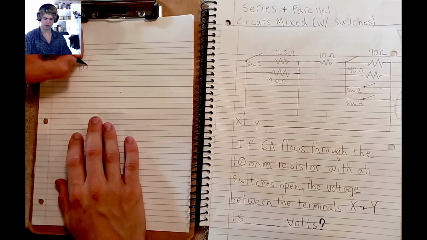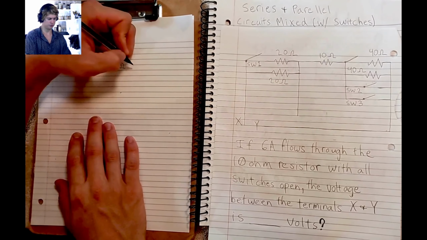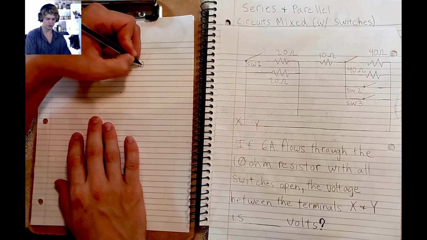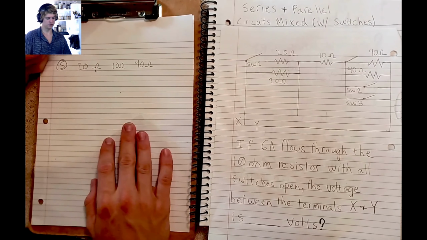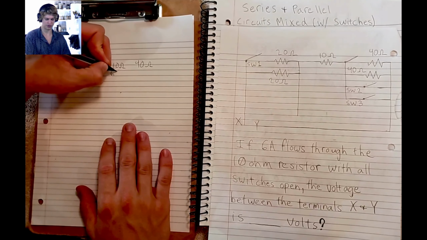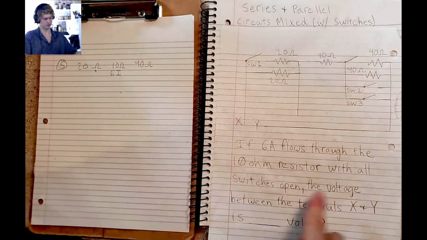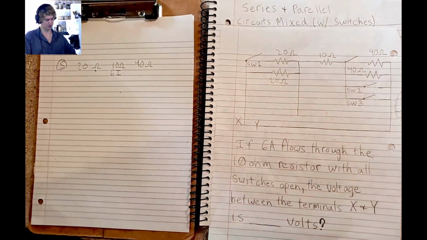So I have a 20 ohm resistor, a 10 ohm resistor, and a 40 ohm resistor. I also know that 6 amps flows through the 10 ohm resistor. So I can write 6I. And again, that is with all these switches open, which is what we're looking at here.